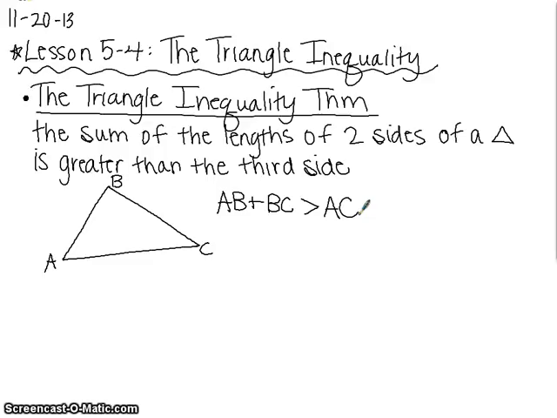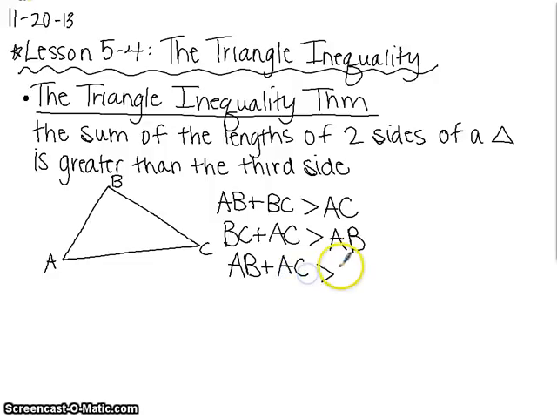And it has to work for all of them. So if I say BC plus AC, that has to be greater than AB. And then the third combination would be AB plus BC, no, I lie. Let's fix it. There we go. AB plus AC, that has to be greater than BC. Otherwise the lengths cannot form a triangle of any kind. So that's really the basis of this entire lesson.